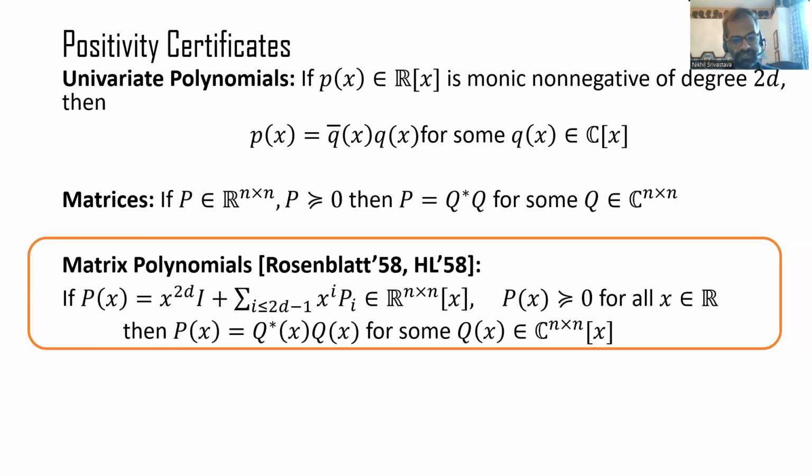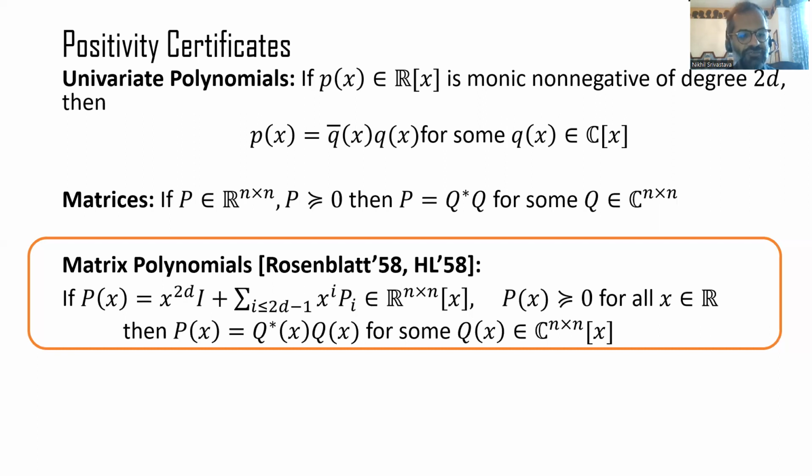So it turns out there's a very nice common generalization of these facts to the setting of matrix polynomials, discovered by Rosenblatt and I don't remember who HL is, in 1958. And this is called polynomial spectral factorization or matrix Fejér-Riesz factorization.